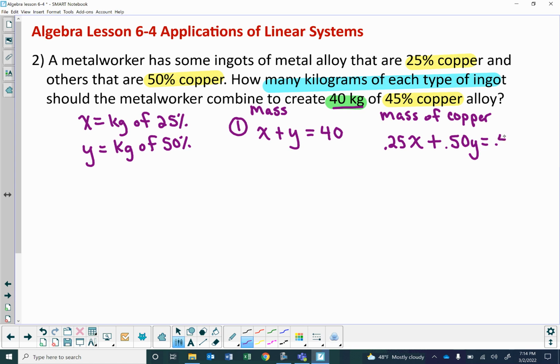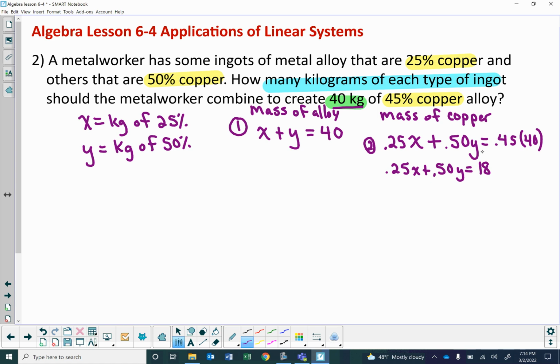So I need 45% times 40 kilograms. So 0.45 times 40. That's my second equation. One is based on the mass of the alloy, and one is based on the mass of the copper. Let's simplify equation 2 because I need to multiply 0.45 times 40. So I'm going to have 0.25x plus 0.50y equals 18, because 45% of 40 is 18, which makes sense because 50% of 40 would be 20. Okay, so I have my two equations.